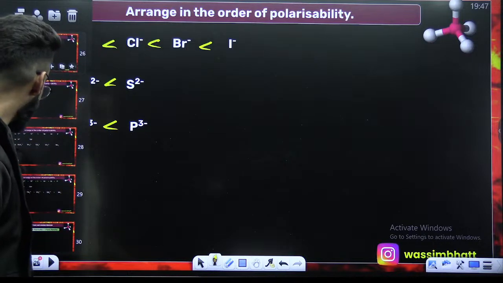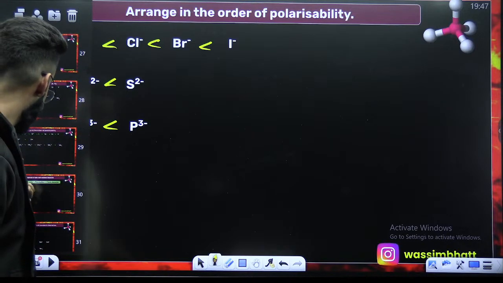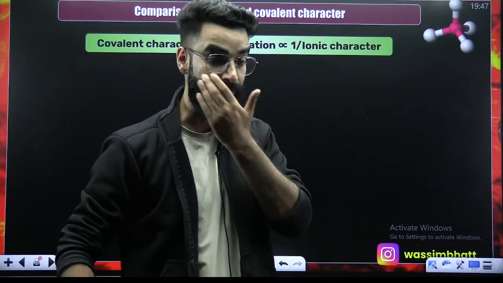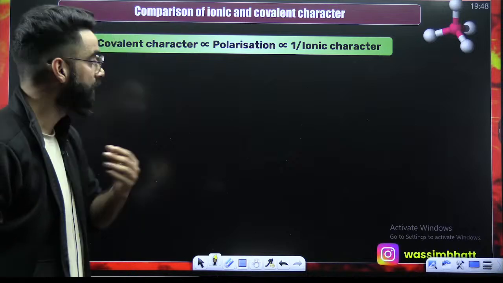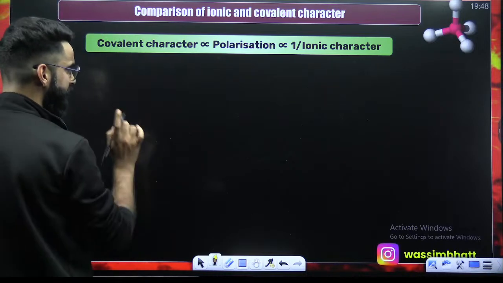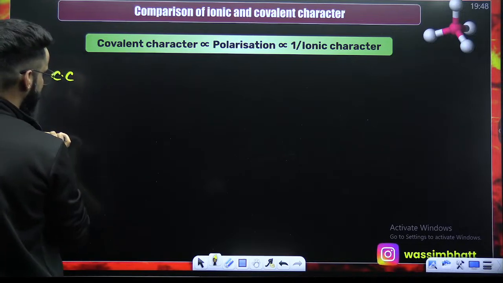I believe I'm clear till here. Now, let's summarize all of this and see exactly what kind of questions are asked when it comes to Fajan's rules. So first of all, covalent character. Let me write it over here. Covalent character in an ionic bond.